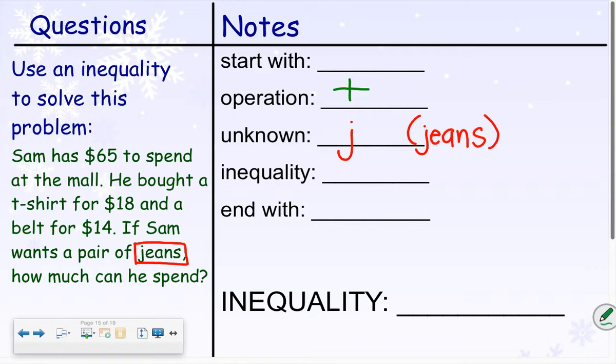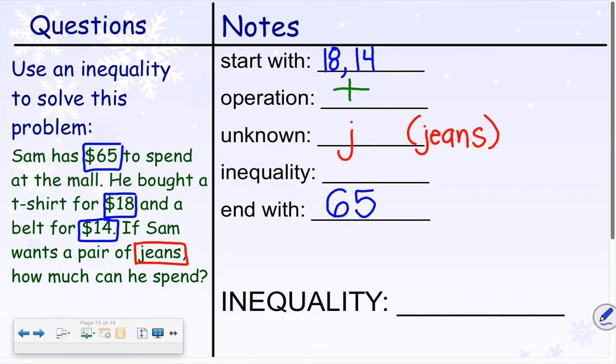The other thing that's a little bit different on a real world word problem is we're going to do something a little different with the starts with and the ends with. Anytime we're dealing with money, so we have dollar amounts, I want you to put the biggest dollar amount at the ends with. So 65, instead of going in the starts with, is going to go in the ends with. It's always the biggest dollar amount. So then our starts with is going to be the 18 and the 14.